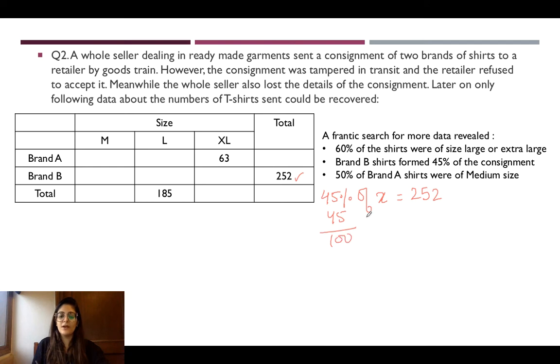So 45/100 times x equals 252. So x equals, taking the reverse reciprocal, 252 times 100/45, which gives me 560. So this is the first step, and I've solved the first step because here I have the total number, which is 560.